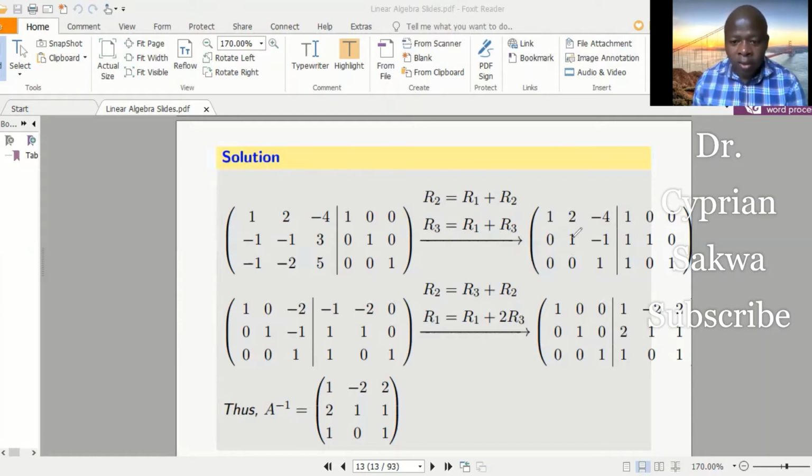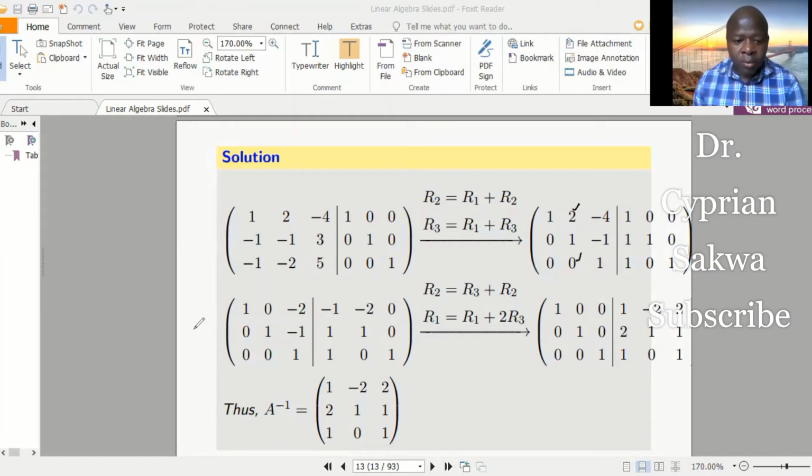So I come to the second column, and in this second row, second column, I have this element. I want this element 1 to be the only non-zero element in column 2. So I need this to be 0. This one is already 0, so we are very much fortunate here. This one must be 0. So for us to have this become 0, what are we to do?